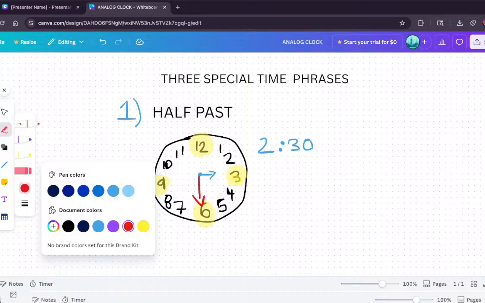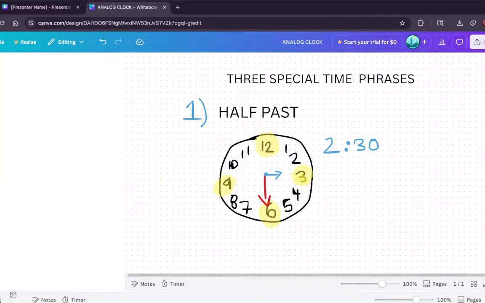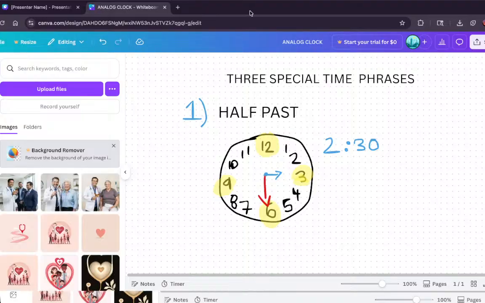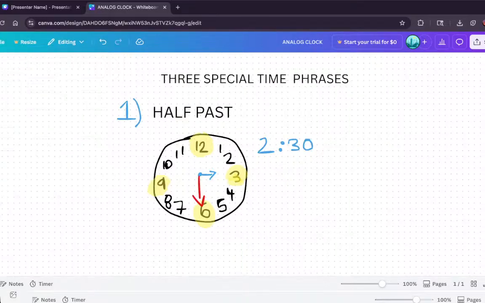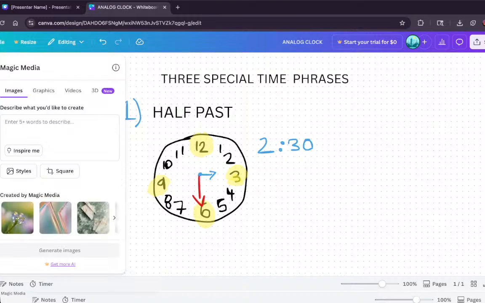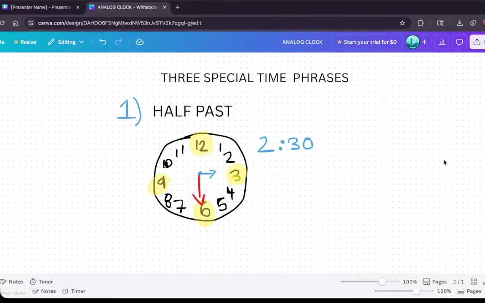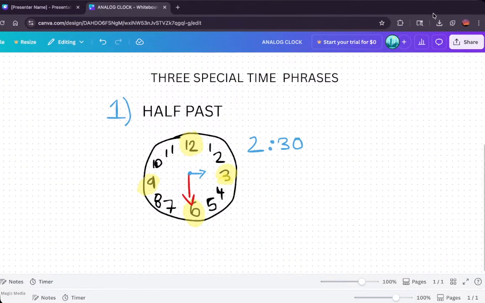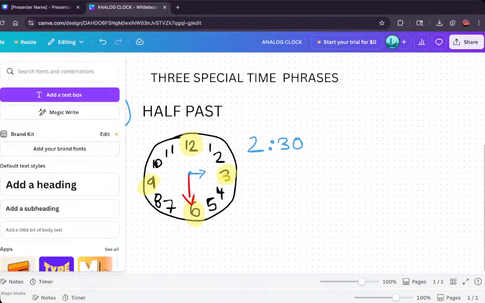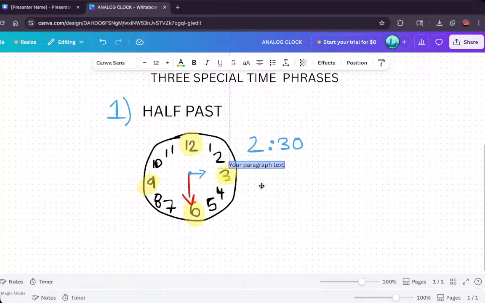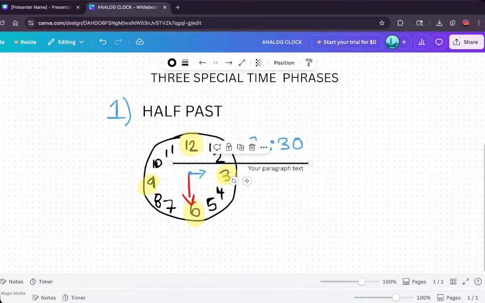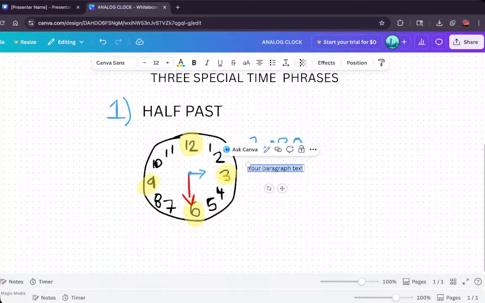So now that it's at 2:30, I can't see anything here. Sorry, 1 second. Okay, now, since that is 2:30, we can also say half. We can also say half.